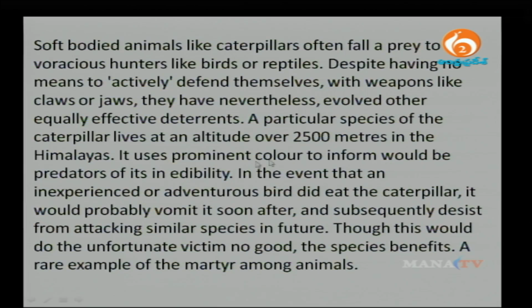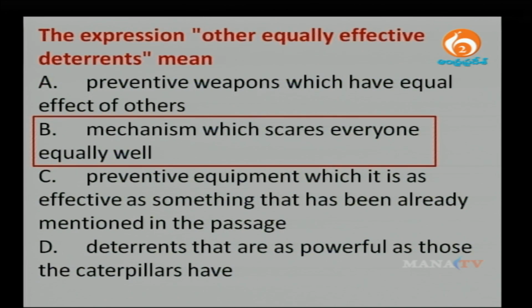What is that? It cannot be eaten, even though it looks like it can, and these predators immediately vomit them out. So the correct answer is B, a mechanism which scares everyone equally well. Why am I saying equally well? Because the question says other equally effective deterrents.